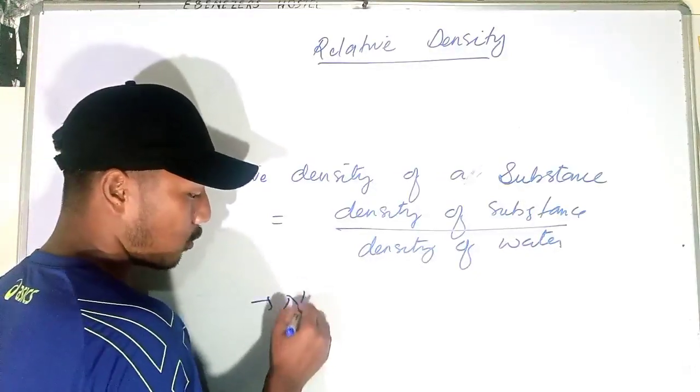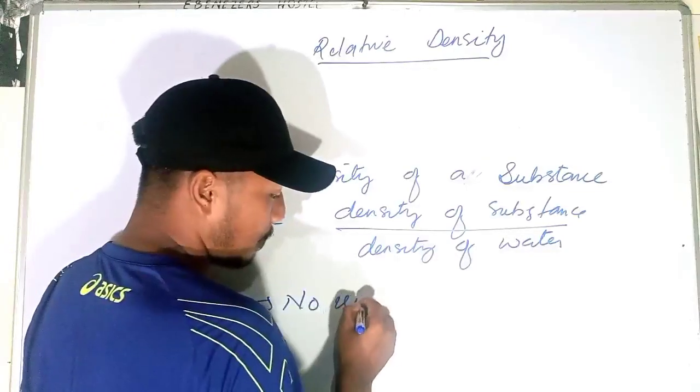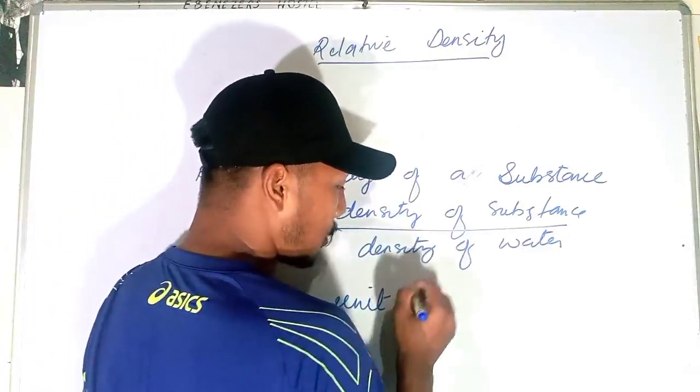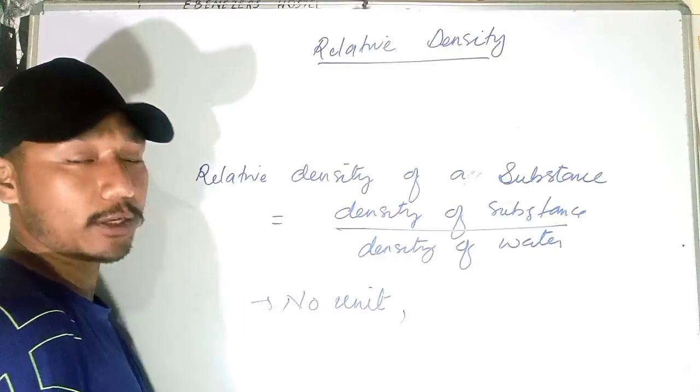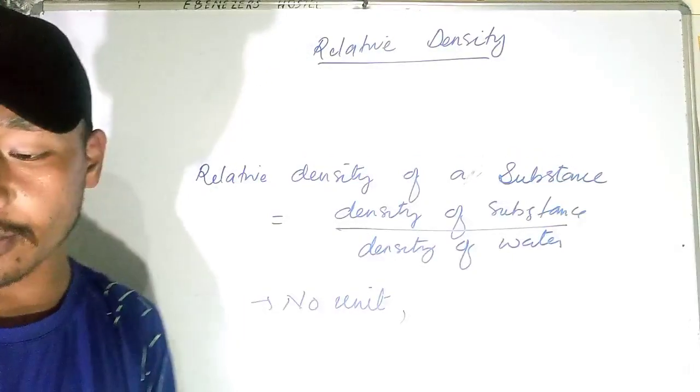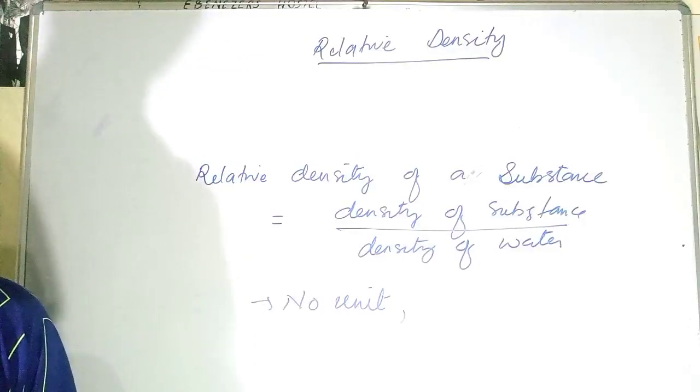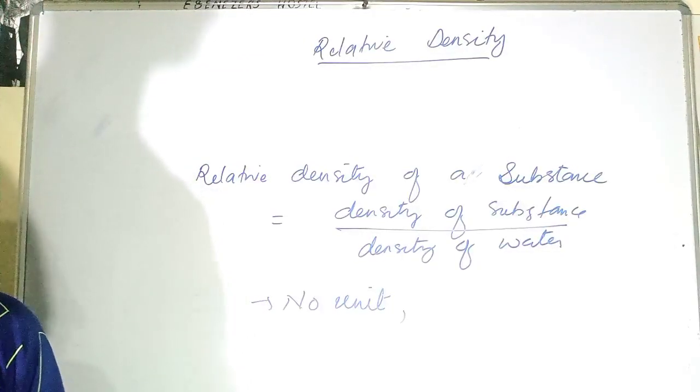This is a ratio, so the relative density has no unit. Why? Because it is a comparing quantity. There is no SI unit, since it is a comparing quantity.